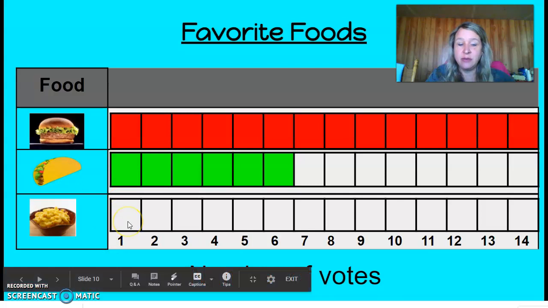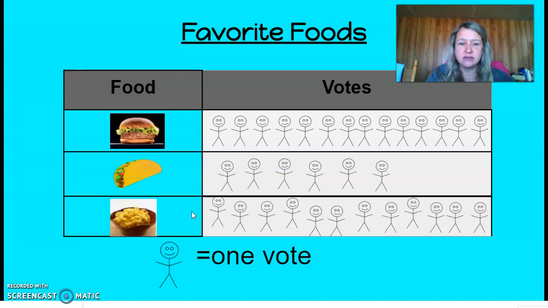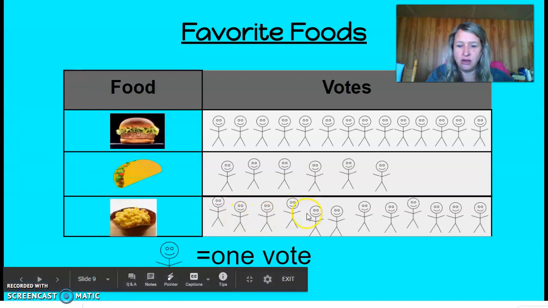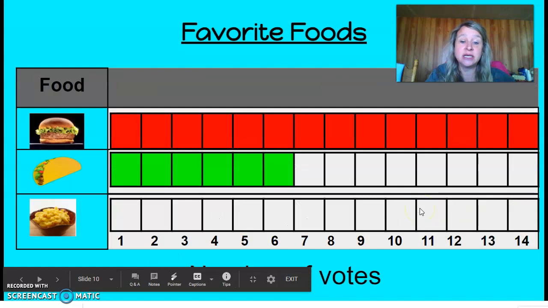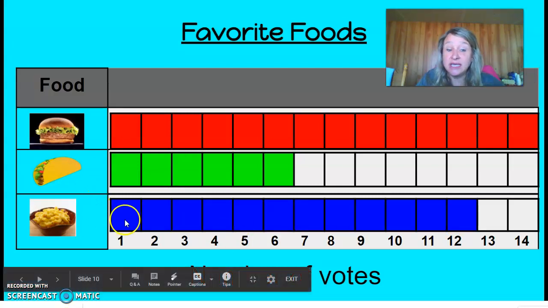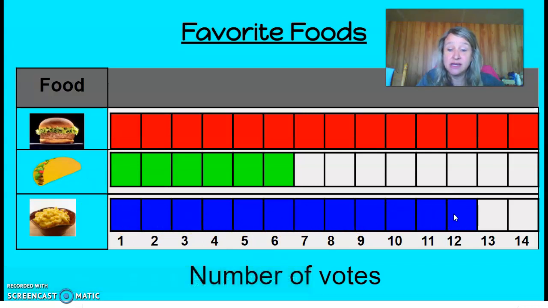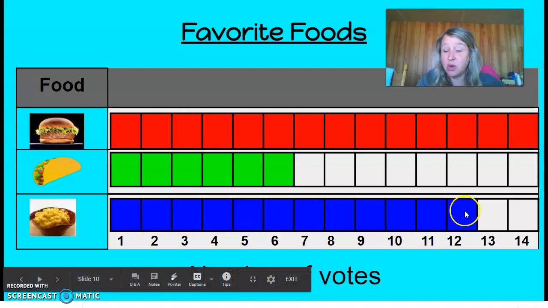Now we need to fill in the bars for mac and cheese. How many liked mac and cheese? 1, 2, 3, 4, 5, 6, 7, 8, 9, 10, 11, 12. So we're going to need to color in 12 blocks all the way up to this 12th square. So now we can see that 12 people like mac and cheese the best. The blue squares stop at the 12. They're colored all the way up to the 12.